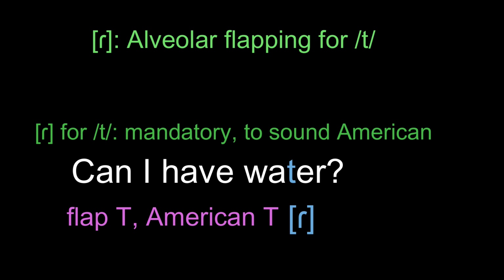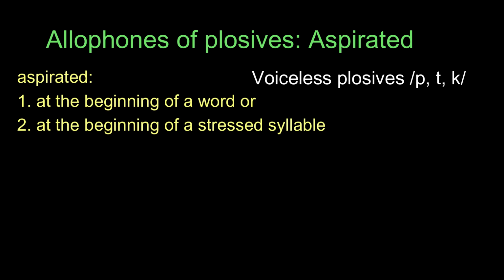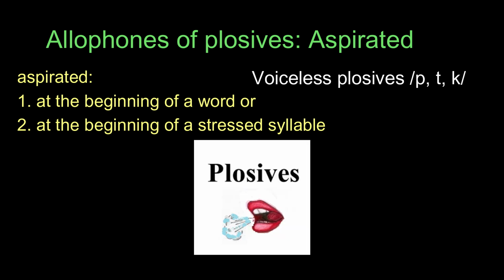Allophones of plosives. Aspirated. Voiceless plosives P, T, K can be either aspirated or unaspirated depending on their phonetic environments. When P, T, and K come at the beginning of a word or at the beginning of a stressed syllable, they are aspirated. That is, they are pronounced with a small puff of air. These are examples where P, T, K are aspirated.